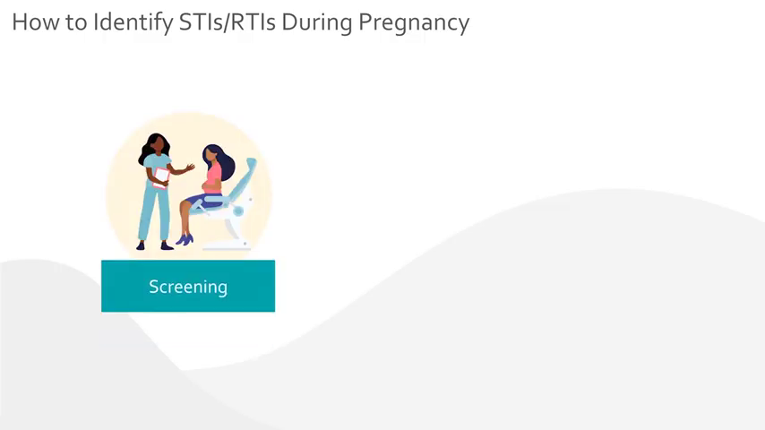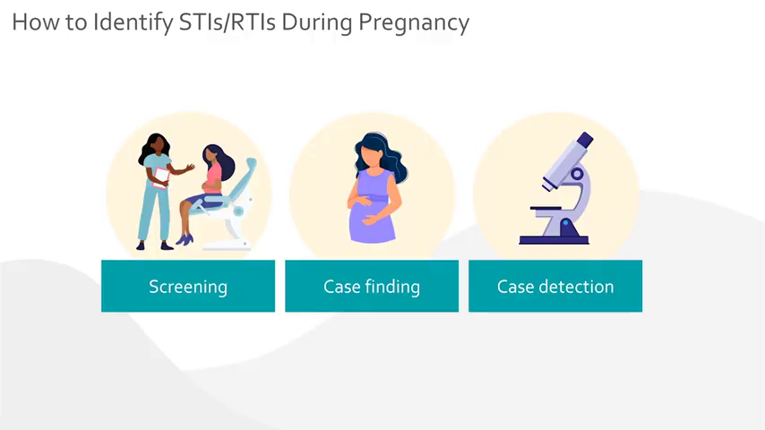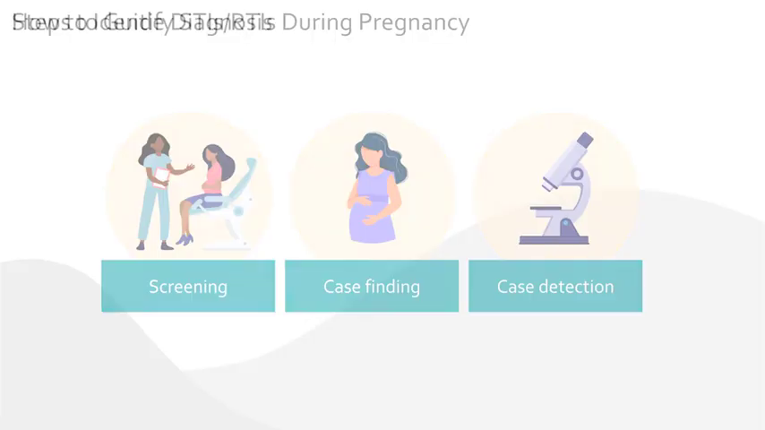There are several ways to identify STIs and other RTIs during pregnancy. These include screening, which is testing all pregnant women with and without symptoms; case finding for pregnant women with certain risk factors that increase the probability of infection; and case detection, which is identifying pregnant women who have symptoms.